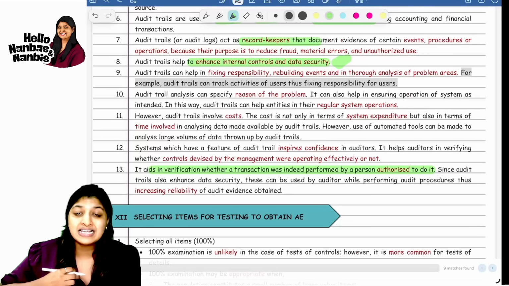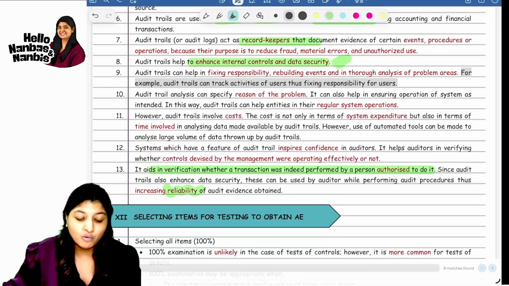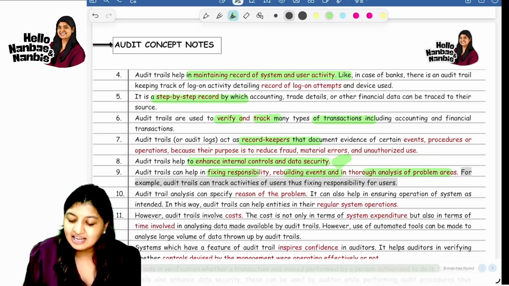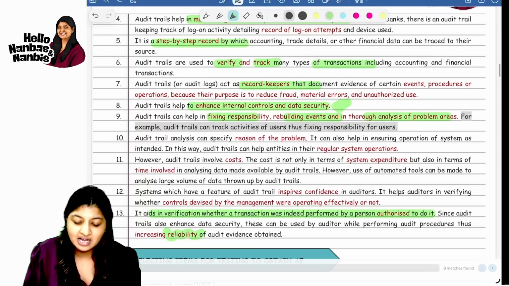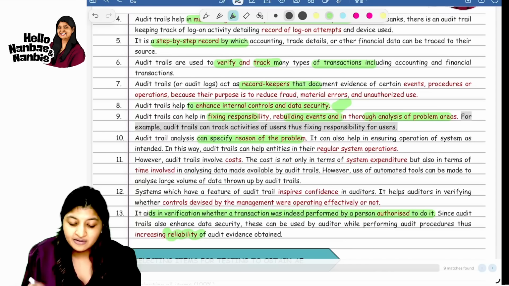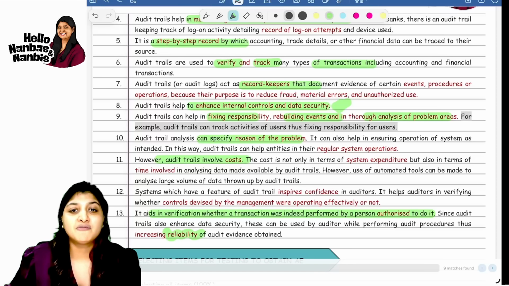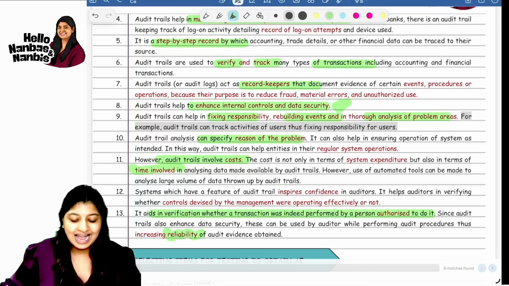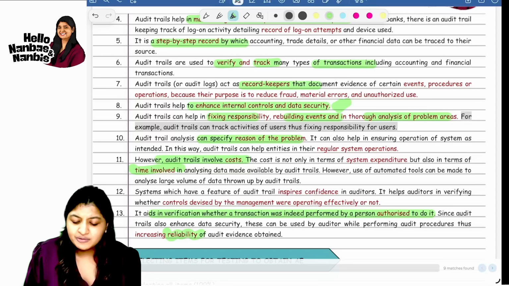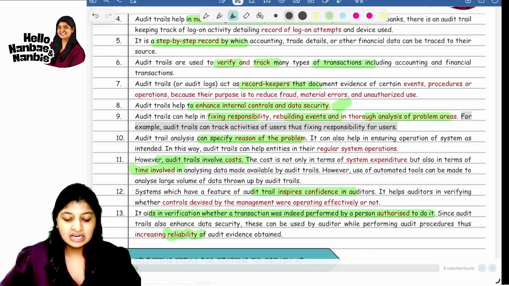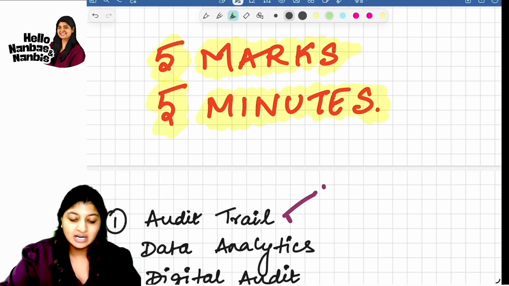So whatever evidence that the auditor is obtaining, it is more reliable. Audit trails help in fixing responsibility, rebuilding events and thorough analysis of problem areas. It also specifies the reason for the problem. However, audit trail involves cost not only in terms of money but also in terms of time which is getting involved. Systems which have a feature of audit trail inspire the confidence in the auditors. These are the 13 points that you will write with respect to audit trail.